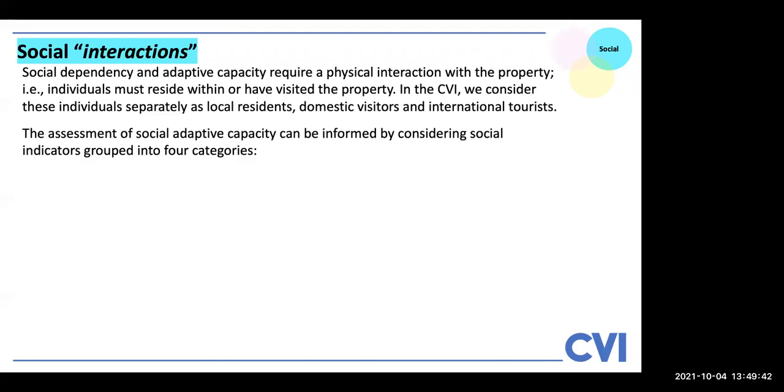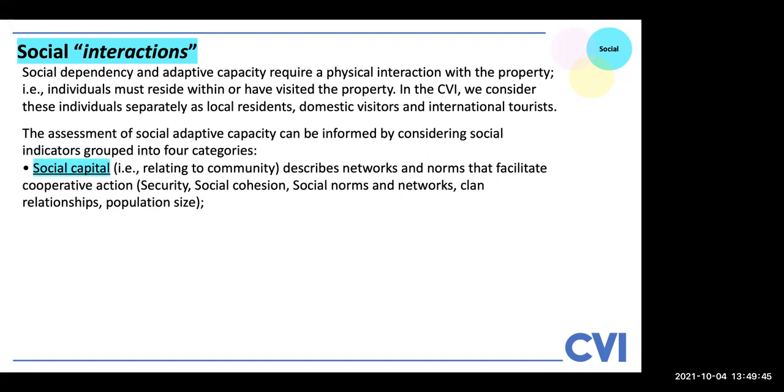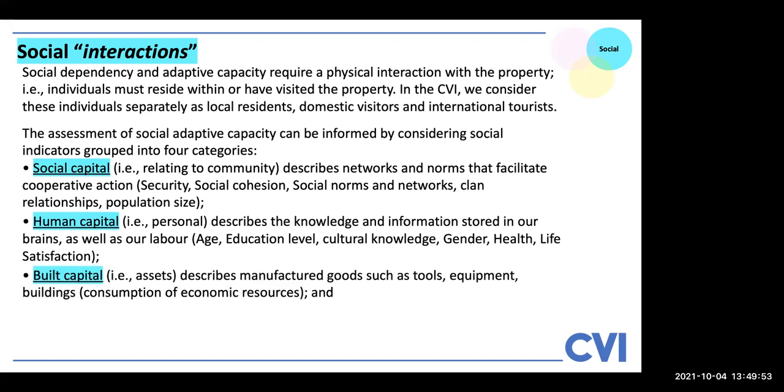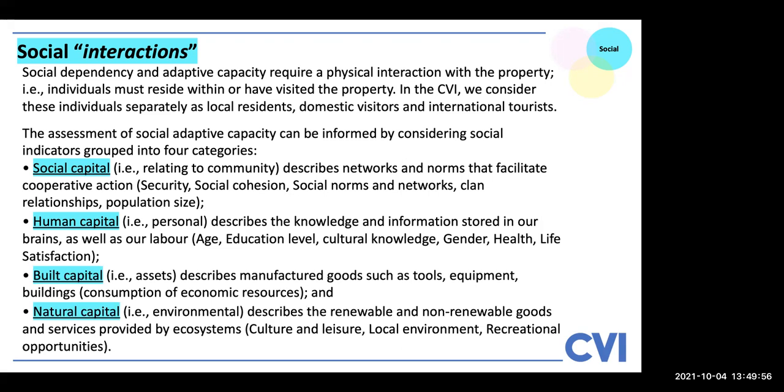And the assessment of the social adaptive capacity can be informed by considering categories of social capital, those that relate to the society, the community, human capital, personal connections, built capital, so this is assets or attributes of the property, and the natural capital, environmental aspects. So if you're not familiar with the term capital, then consider the term attributes. So the attributes of society, the attributes of individual people, the demographics, attributes of the buildings, attributes of the environment.